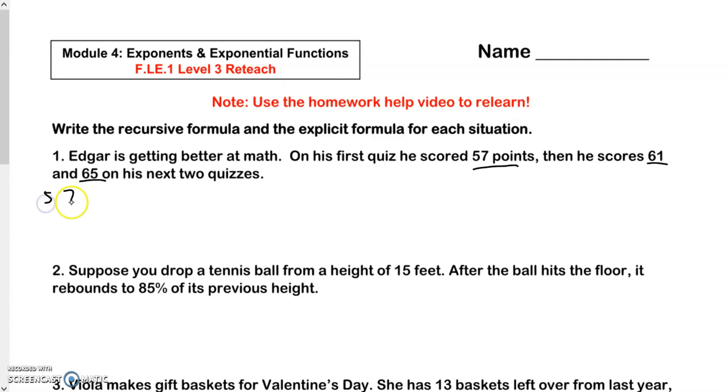So for me, sometimes it's nice if I actually write out the pattern, and then I can see that he's going up by 4. So I know the first score is 57, and this is definitely an arithmetic sequence because he's adding 4 to each of his scores.